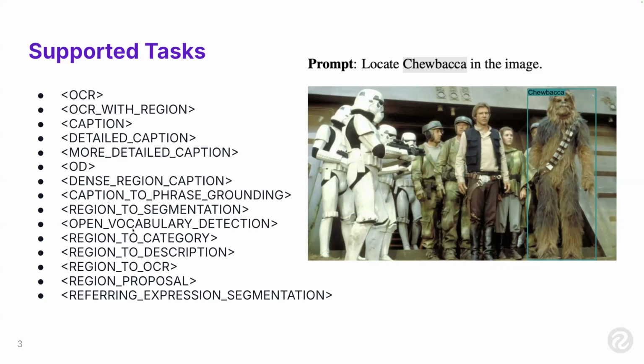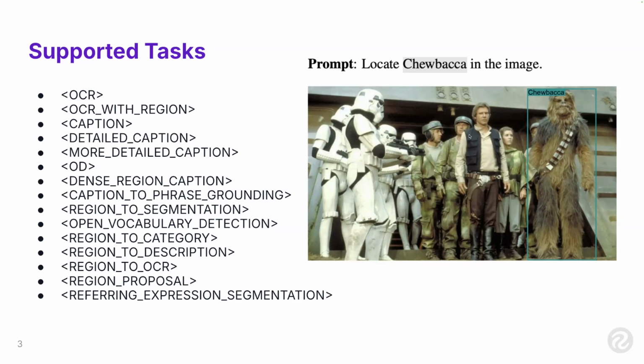Then there's also all these region to tasks. Region to categories classifies what's in that box. Region to description would be describe what's in the box. Region to OCR would be read what's in the box. Region to proposal is similar to object detection, where it just proposes a bunch of regions of interest. And then referring expression segmentation would be, I'm going to describe an object. Can you find the mask for this object?